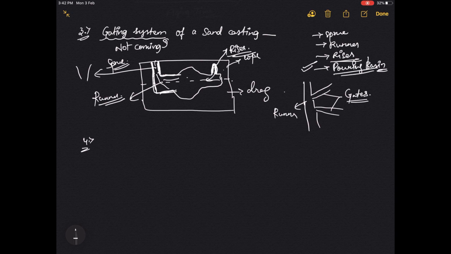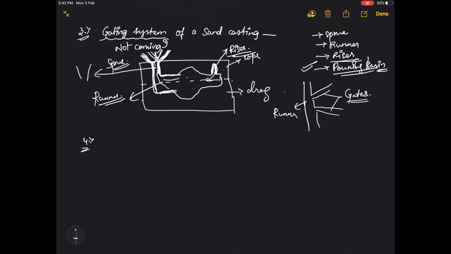So what is the pouring basin? The pouring basin is something which acts as a funnel, you can say, above the sprue, where we pour the metal. So this is the pouring basin. So the answer is pouring basin, which is not coming under the gating system.